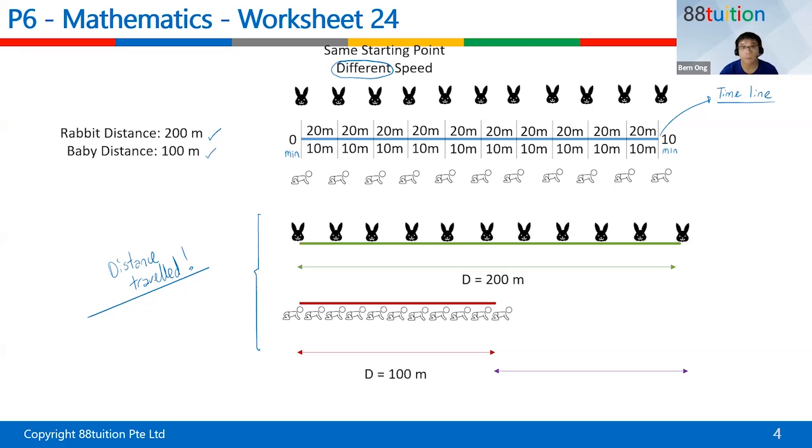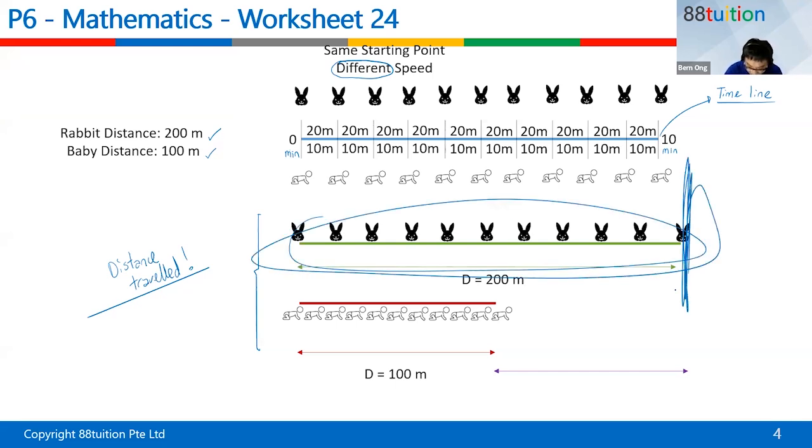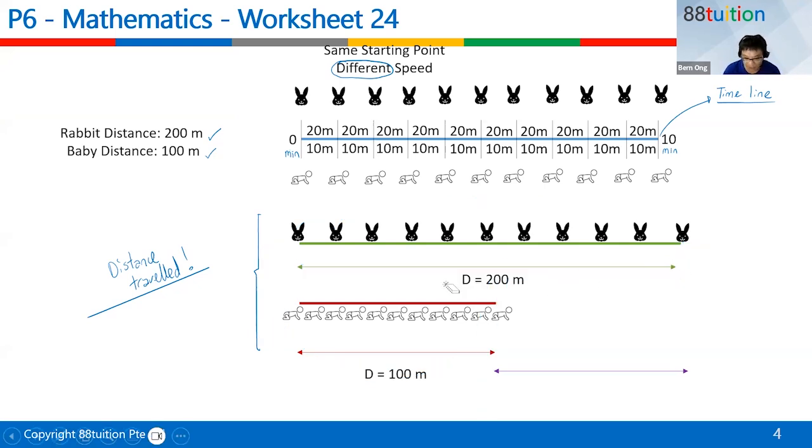What happened? The rabbit hops further. Every minute, he hops further by 10 meters, and he will reach down here. And our baby crawls and reaches down here only. So from this drawing, it is much more meaningful. We know that the distance covered by the rabbit is more than the baby. Is that true? It's true.